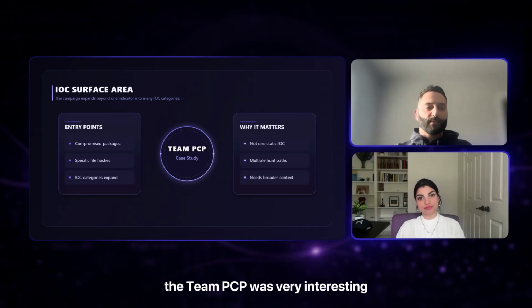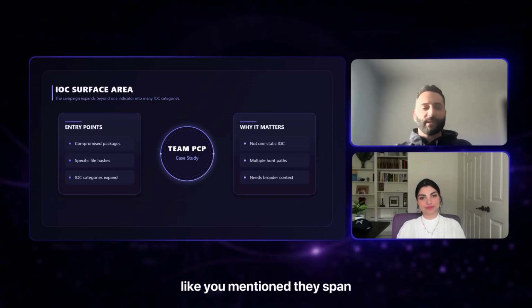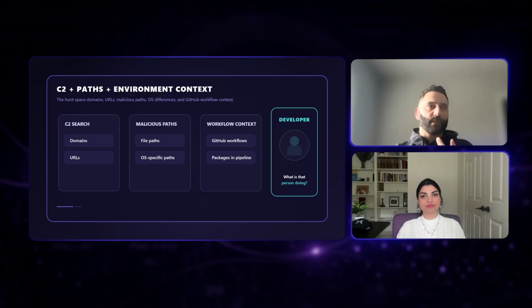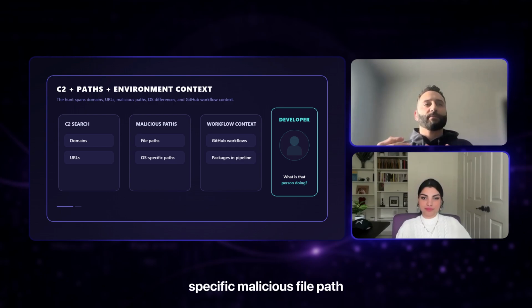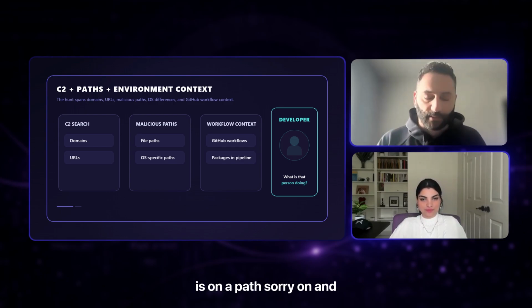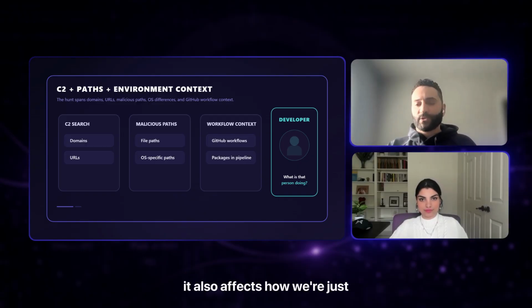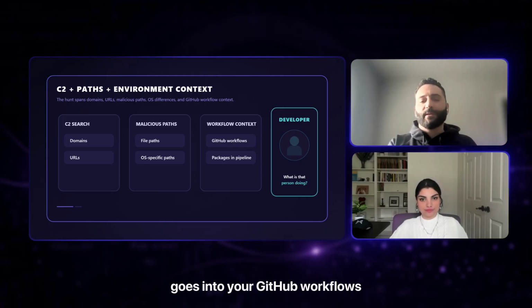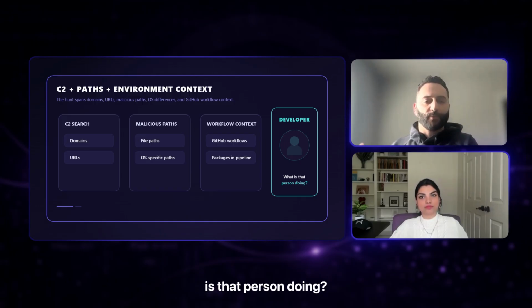Team PCP was a very interesting use case here because the IOCs themselves, just like you mentioned, span from compromised packages to specific file hashes. It expands to searching for specific C2 domains and URLs that were used for C2, for example, looking at specific malicious files, and depending on the operating system that you're working with, it also affects how we were just talking about earlier, like how do you know if it's not just something that goes into your GitHub workflows, for example, or packages, right, but you also have to look at your developers. What is that person doing, and so on and so on.